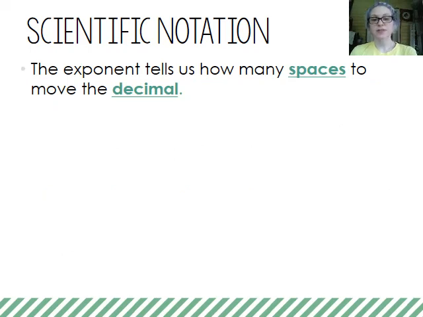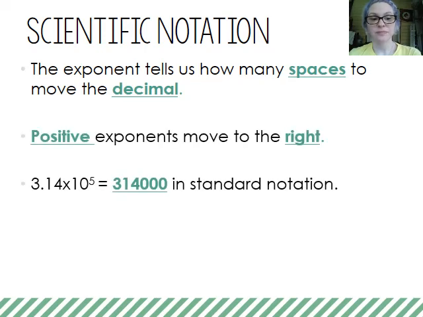Okay, so the exponent is going to tell you how many spaces you're going to move your decimal. Don't forget that. If you have positive exponents, you're moving it to the right. So right here, we have 3.14 times 10 to the 5th. This is a positive exponent, so that means we're going to move it to the right.